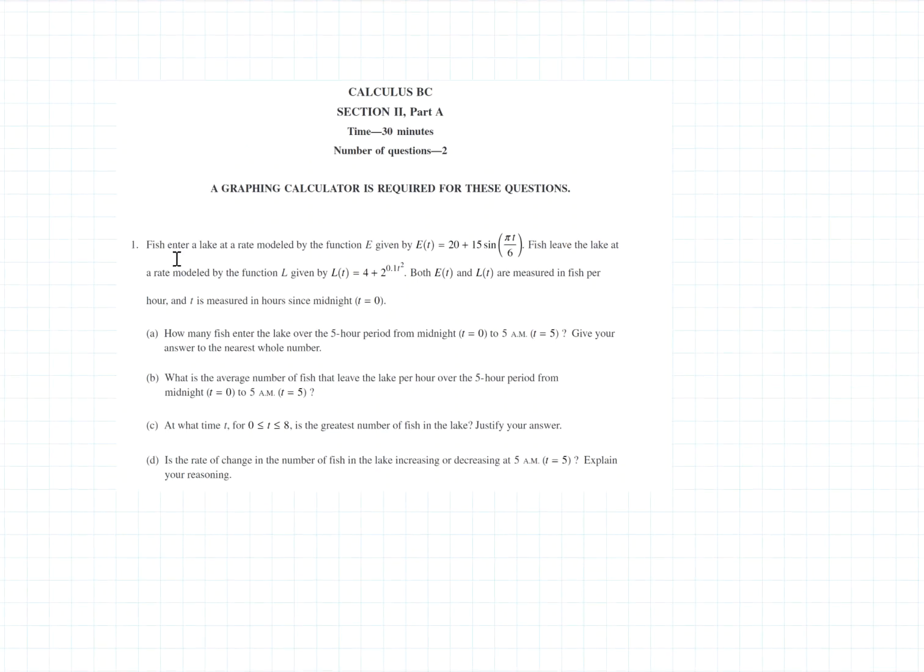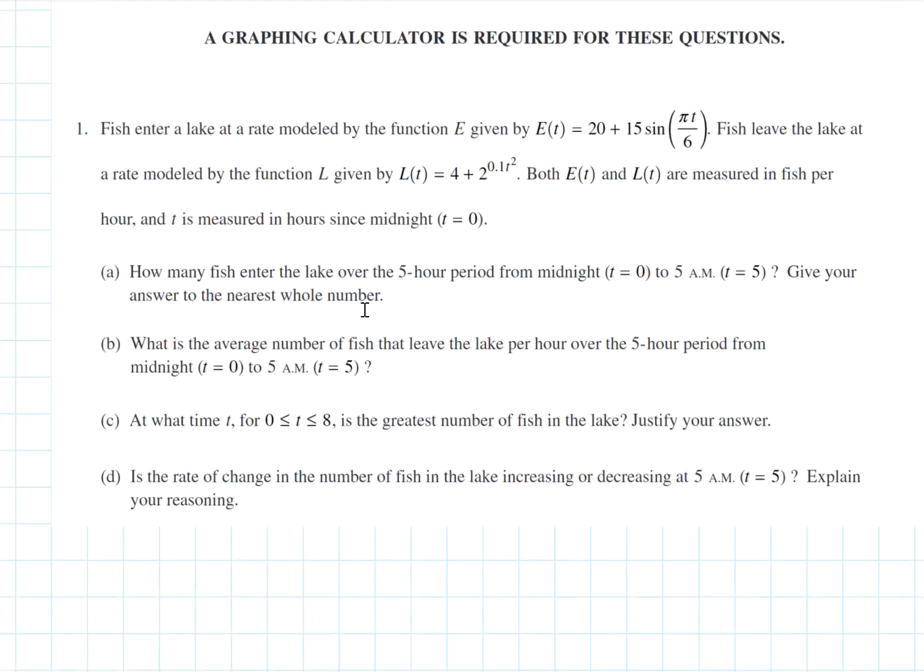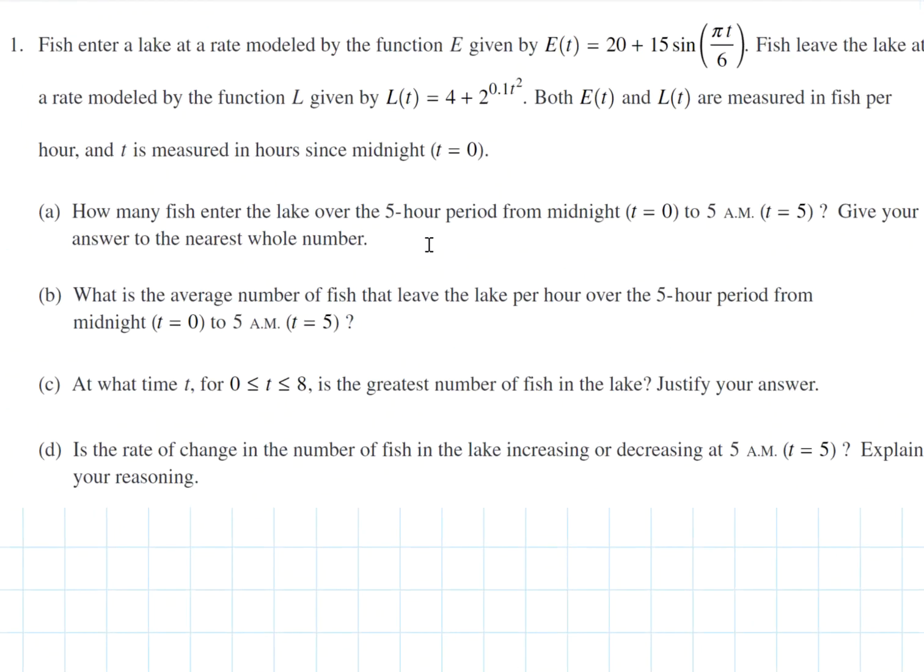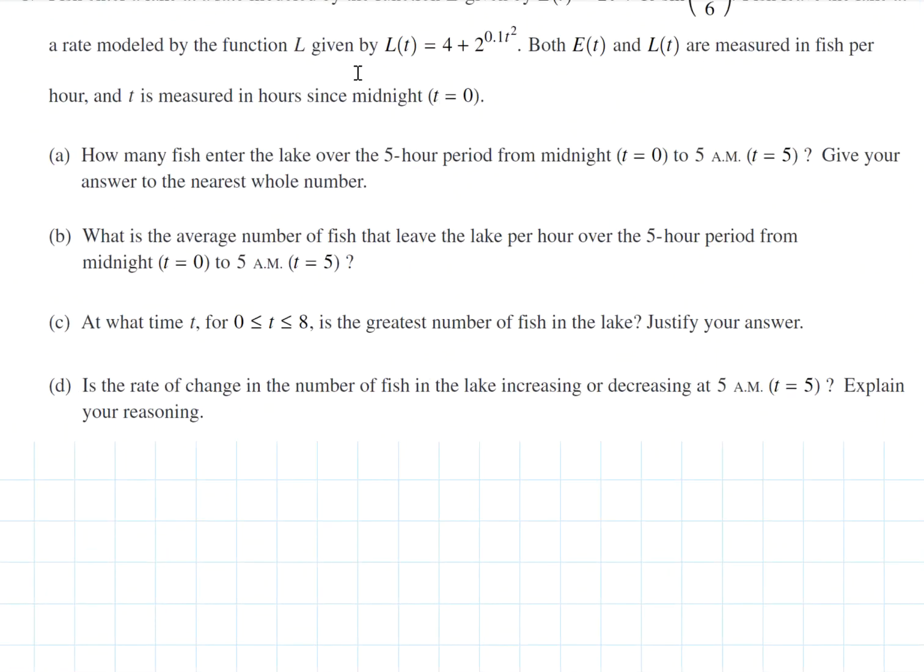Today we'll be doing problem number 1 from the AP Calculus BC 2019 exam. For this question, we're given two equations. One gives us the rate at which fish enter a lake, and the other gives us the rate at which they leave. Part A refers only to the rate at which they enter. It wants to know how many fish enter over the 5-hour period from t equals 0 to 5. This is the simplest problem, as part A normally is.